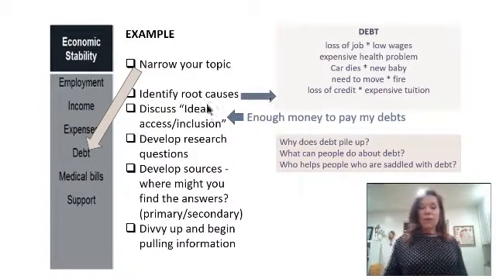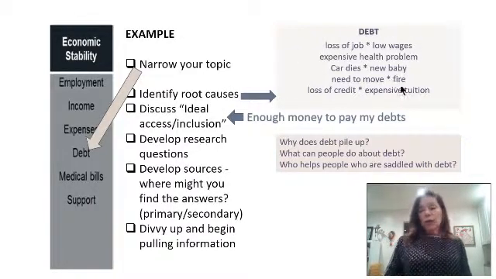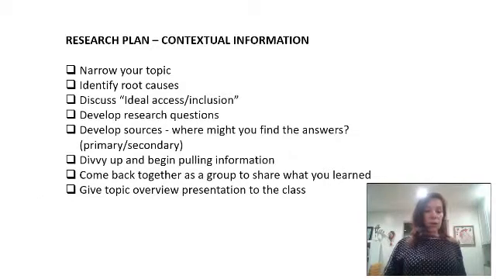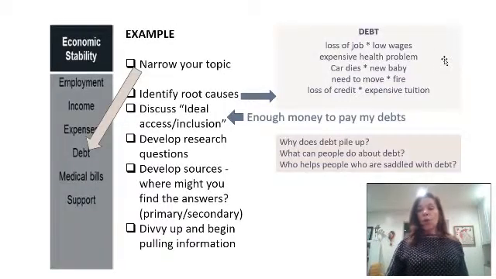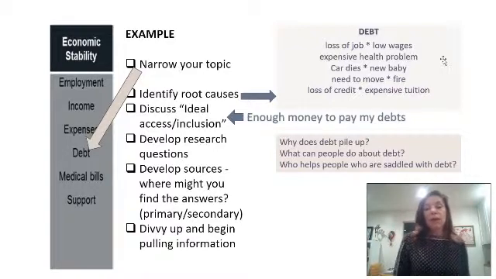So all right, so then after you've narrowed your topic down to debt, you're going to talk about what your root causes are. And I've just sort of brainstormed a possible list of why people end up in debt. Loss of a job. If you lose your job, you don't have any income, you start putting things on a charge card, whatever, you end up in debt. Low wages, expensive health problem that put you over the edge. Your car died and you had to pay to get it fixed so you could get to work. Sometimes people have a new baby. There's a lot of costs involved in having a new baby.